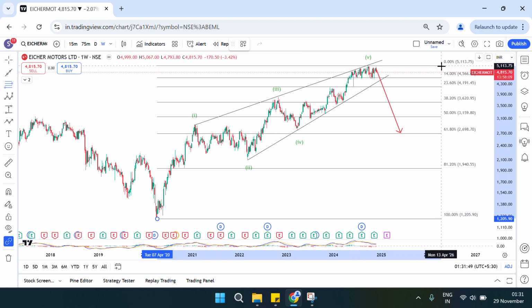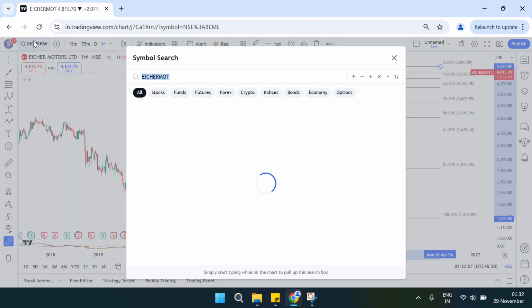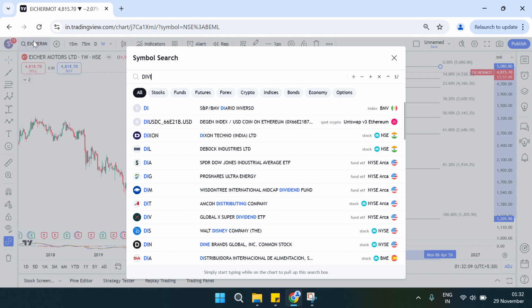If I put a retracement from it, Eicher Motors can very well come to any of these Fib ratios, but it will not cross this one. So it can come anywhere between 14% to 61%, but it will not come to 81.2%. So this was Eicher Motors. Next we have Divi's Laboratories.